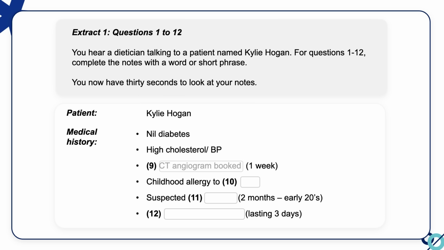Number 9 is a CT angiogram. She has a CT angiogram booked for next week. Number 10 is soy. She said she was allergic to soy. Number 11 is bulimia. The doctor said she had bulimia. 12 is postnatal depression. She had postnatal depression after her last delivery.